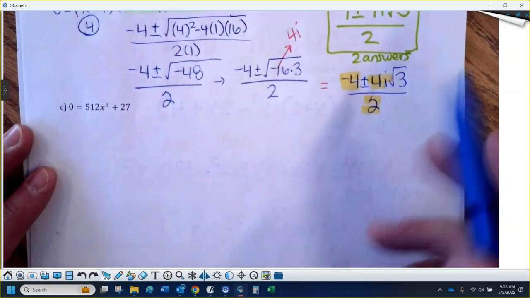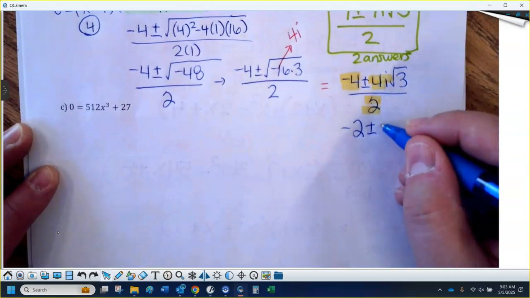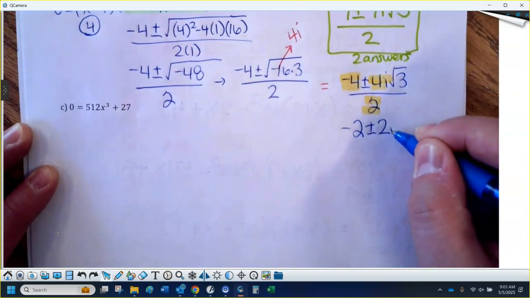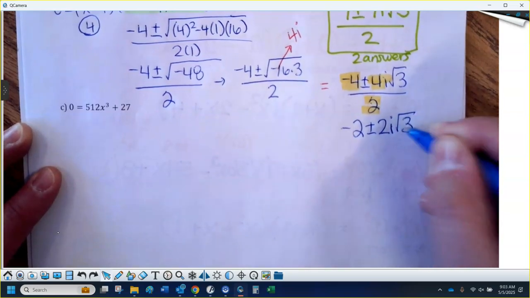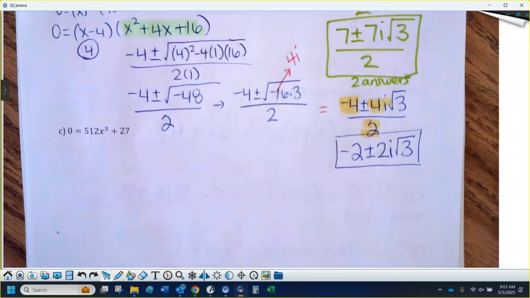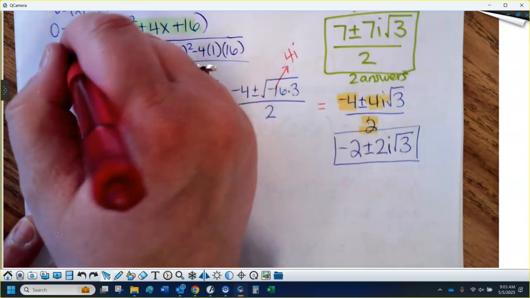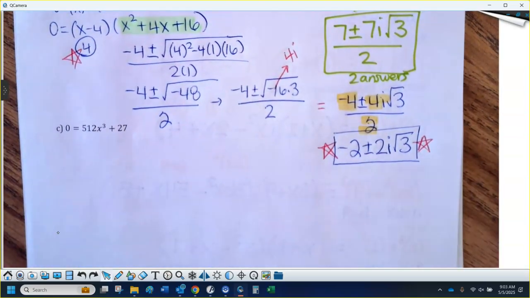So negative 4 divided by 2 is negative 2, plus or minus 4i divided by 2 is 2i, sorry, and then radical 3. Because they should always have an i, and they should always have a radical 3. So those are my 2 answers. So my one answer here, 4, and then because of the plus or minus, there's my other 2 answers. Then we have all 3 answers to that question.